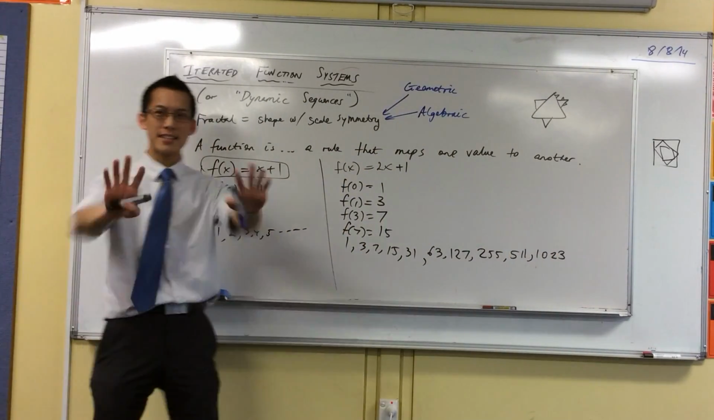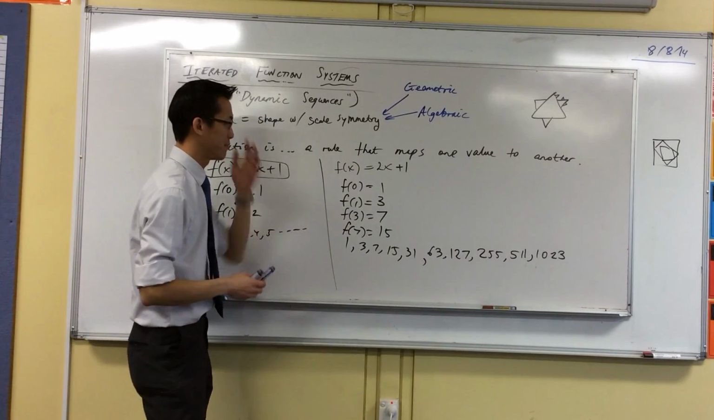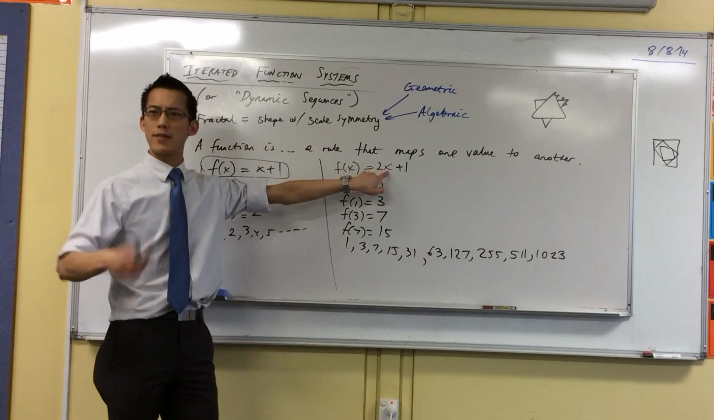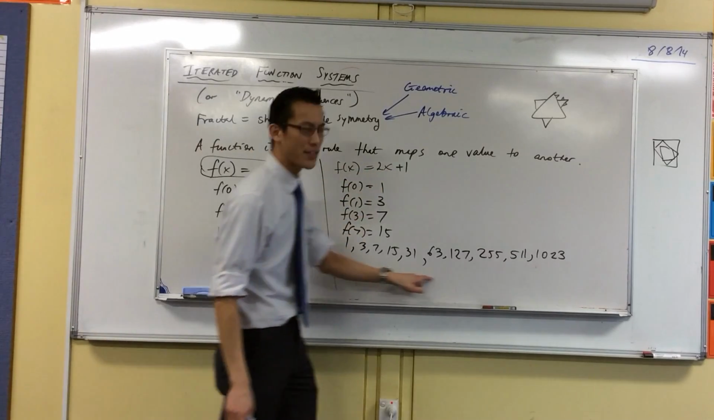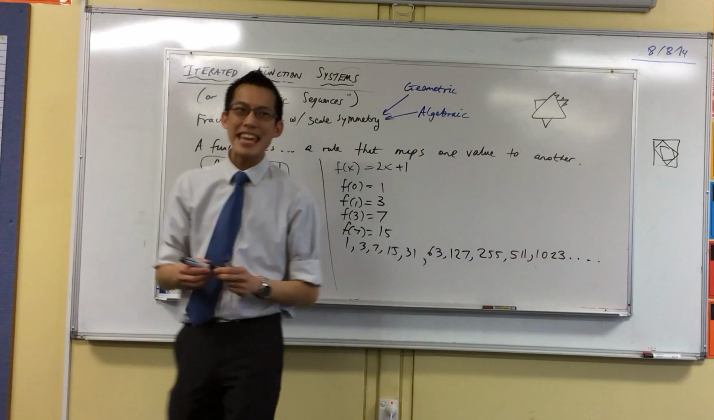Now, have a look. This is interesting. We kind of predicted, and it wasn't a bad prediction, that this would give us odd numbers. And it has given us odd numbers. But it hasn't given us the odd numbers.